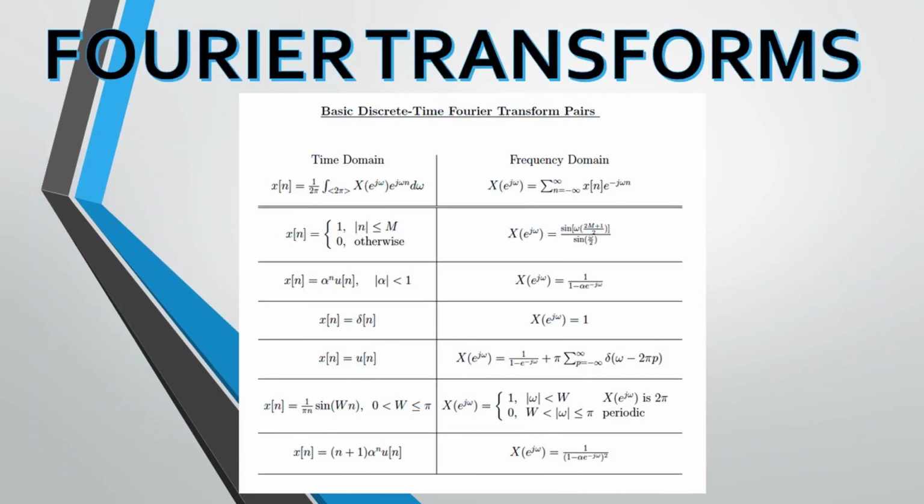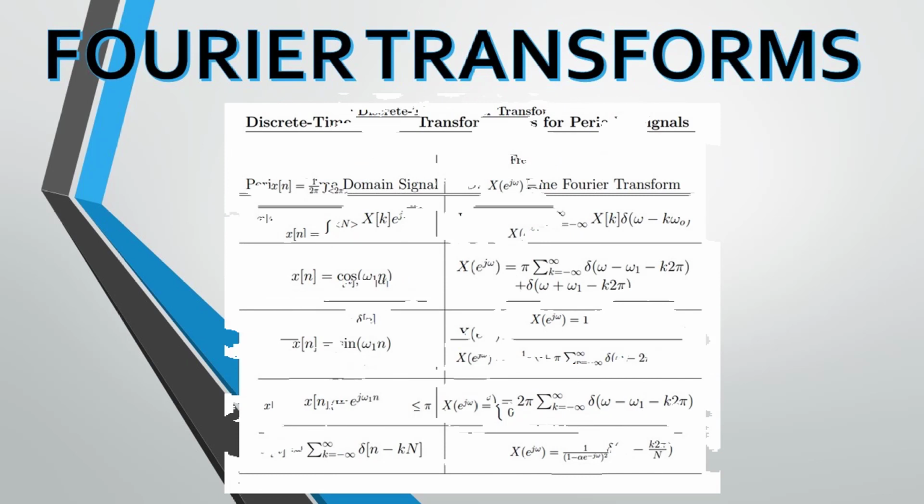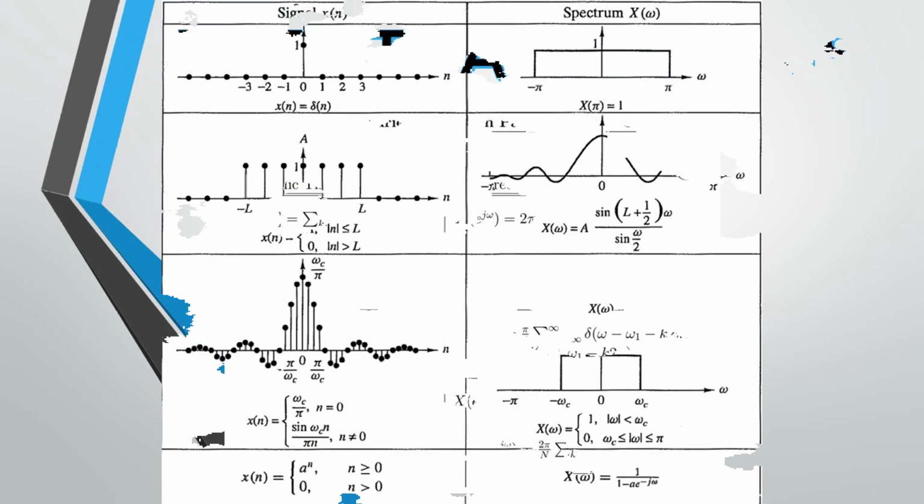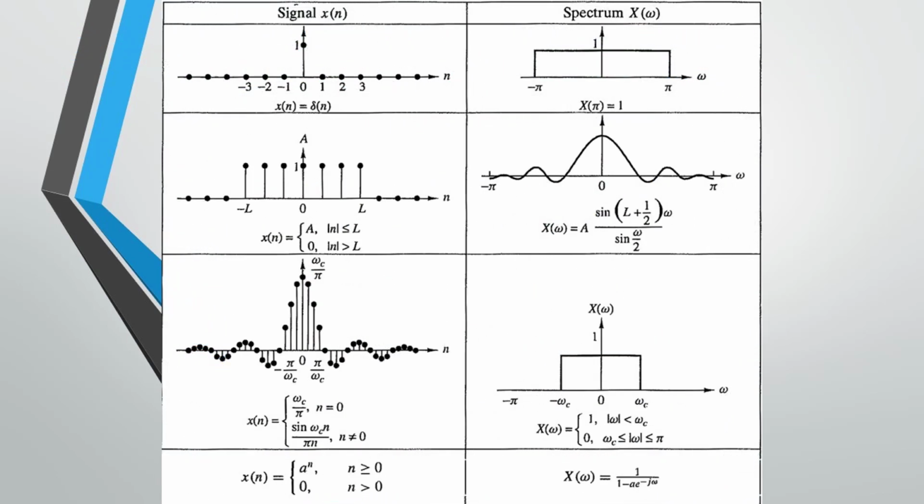This is the tabulated basic discrete time Fourier transform pairs. On the other hand, this is the tabulated basic discrete time Fourier transform pairs for periodic signals. These are some useful Fourier transform pairs for discrete time aperiodic signals.